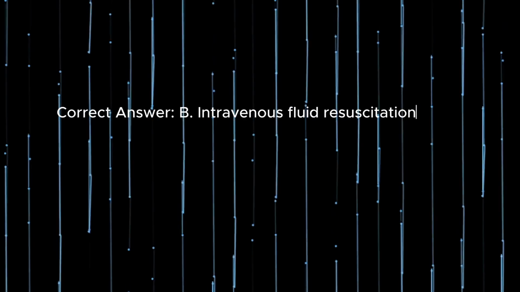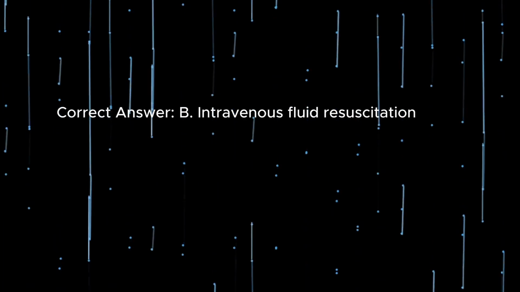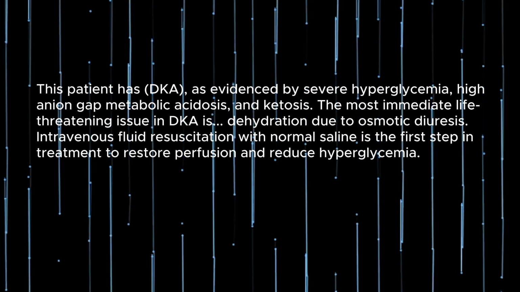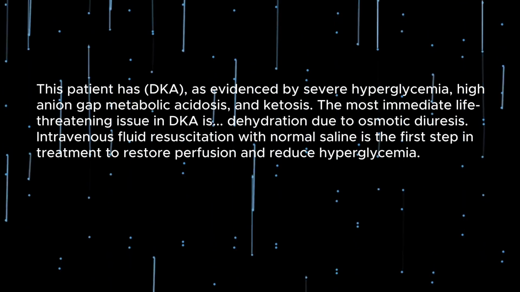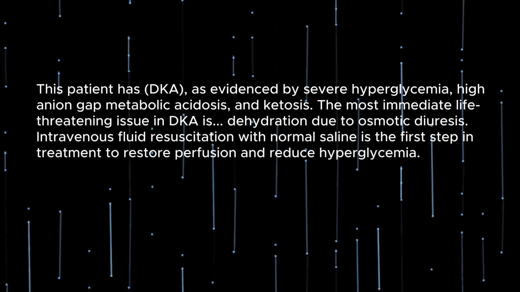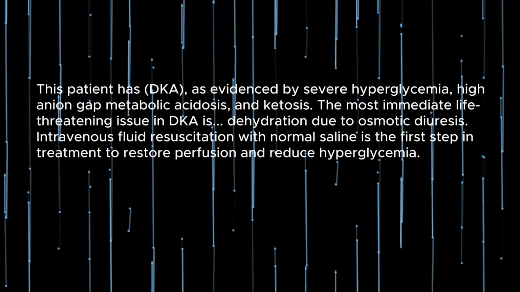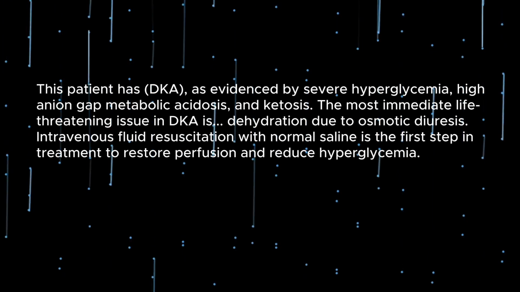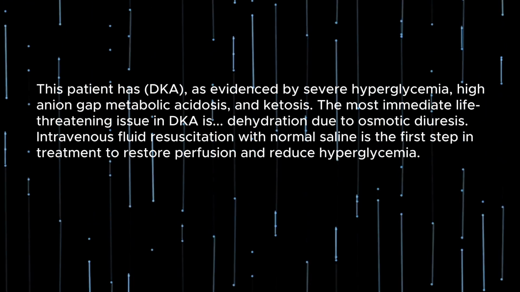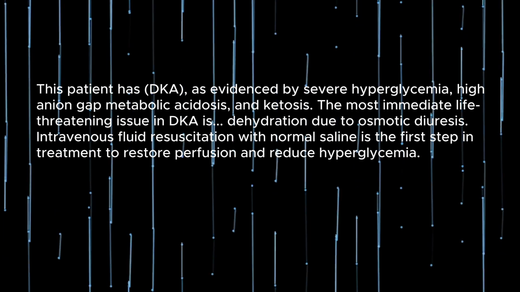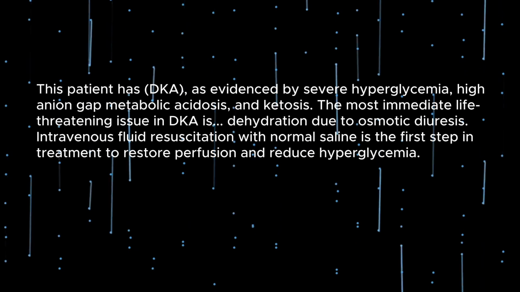Correct answer: B. Intravenous fluid resuscitation. This patient has DKA, as evidenced by severe hyperglycemia, high anion gap metabolic acidosis, and ketosis. The most immediate life-threatening issue in DKA is dehydration due to osmotic diuresis. Intravenous fluid resuscitation with normal saline is the first step in treatment to restore perfusion and reduce hyperglycemia.